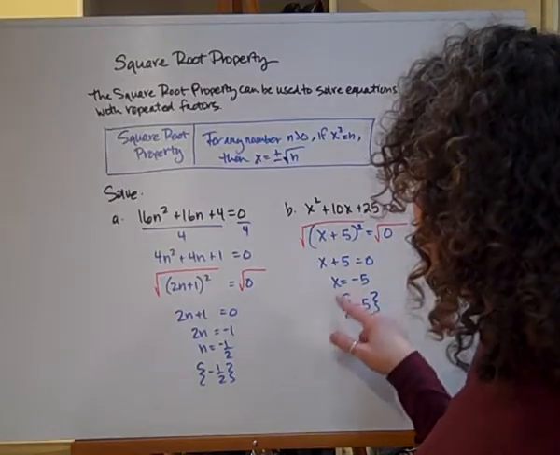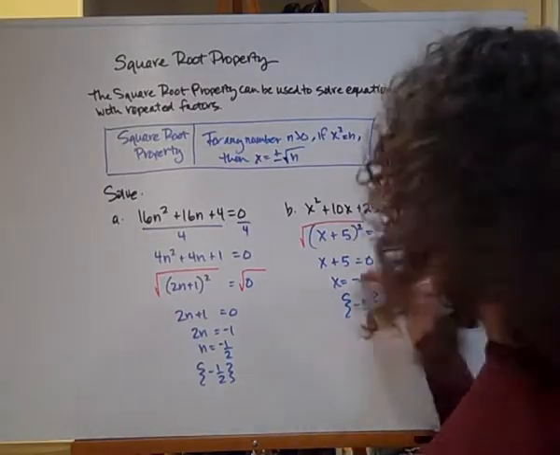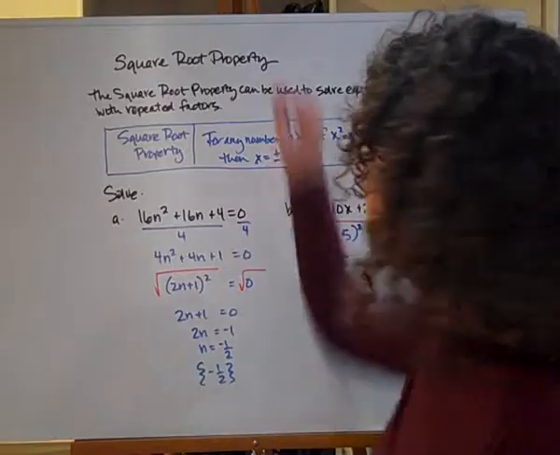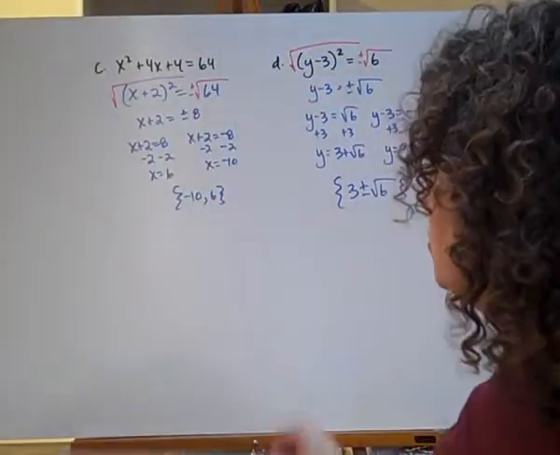Subtract 5 from both sides, I get x equals negative 5. So my solution is negative 5. All right, let's look at 2 more.